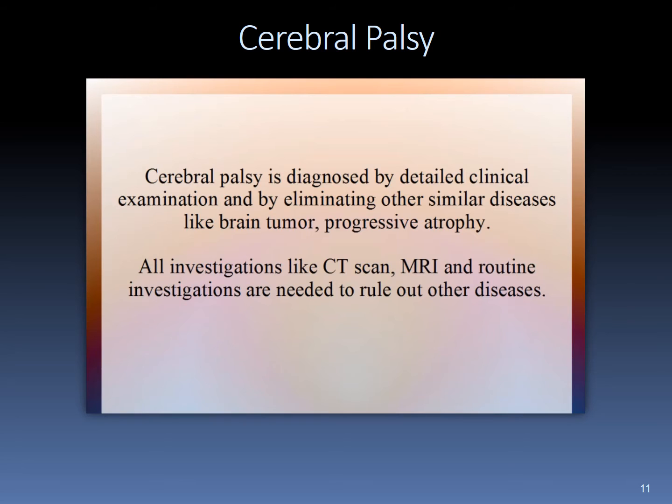Cerebral palsy is diagnosed by detailed clinical examination and by eliminating other similar diseases like a brain tumor or progressive atrophy. All investigations like a CT scan, MRI, and routine investigations are needed to rule out other diseases.